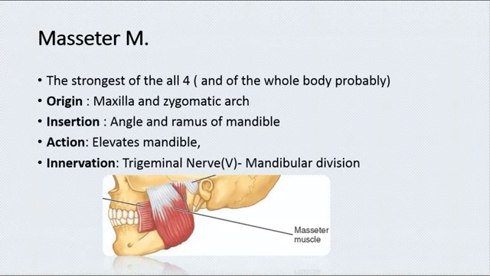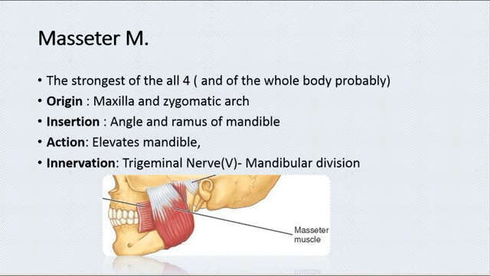So first one, masseter is the strongest of these four muscles, and probably one of the strongest muscles in the human body. The origin is the maxilla and the zygomatic arch. The insertion is the angle and ramus of the mandible. The action is elevation of the mandible, and the innervation is the trigeminal nerve, which is the fifth cranial nerve, the mandibular division of this nerve.